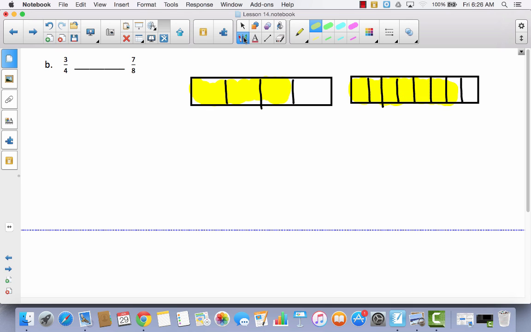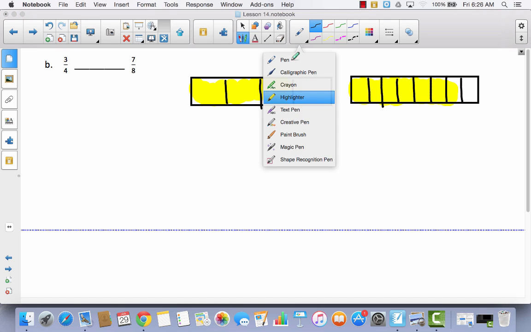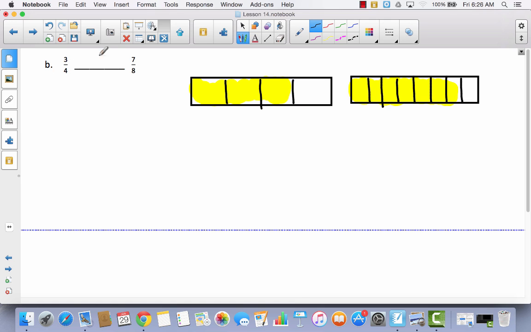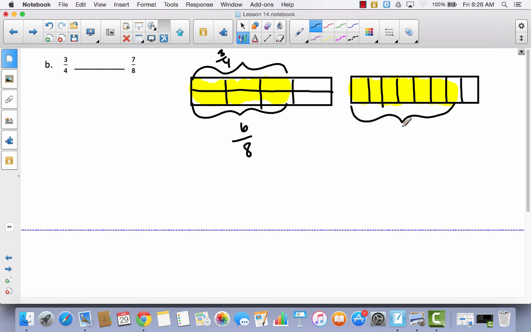Okay, so right now, my numerators are different and my denominators are different. So which would be easier? Would it be easier to make 3 and 7 the same number or 4 and 8 the same number? Well, I'm thinking I could very easily take this 4 and decompose it like this. So instead of having 3/4, now I have 1, 2, 3, 4, 5, 6 out of 8. And I'm comparing that to 7/8. So which would be greater? Well, 7/8 would be greater than 6/8. And since 6/8 is the same as 3/4, then 3/4 is less than 7/8.